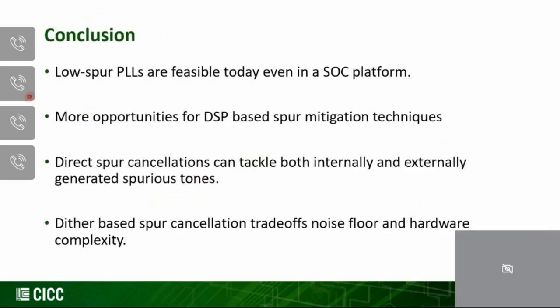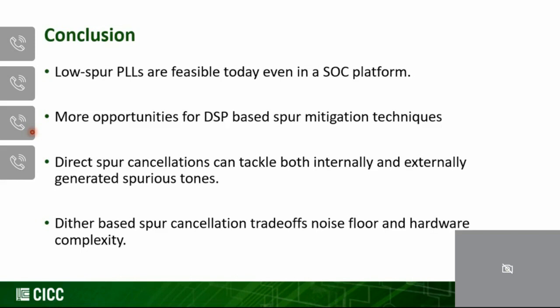All right, so in conclusion, low-spur PLLs are really feasible today, even in the SoC platform when you have a lot of noise and basically aggressors nearby. We show that today there are PLL architectures and techniques that can deal with those issues. And the second thing I'd like to point out is that there are really a lot of opportunities in the DSP domain to perform this kind of spur mitigation, right? Or even for the pulling. So it's very important to recognize those DSP opportunities.